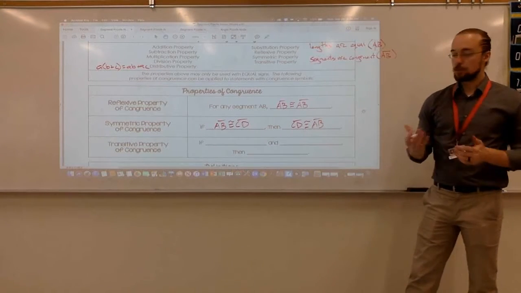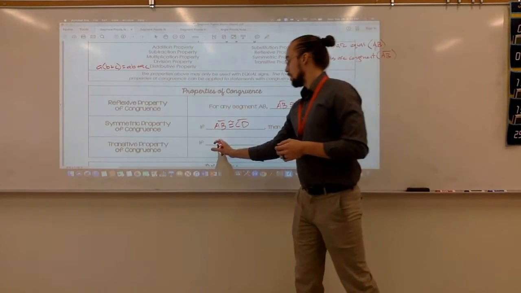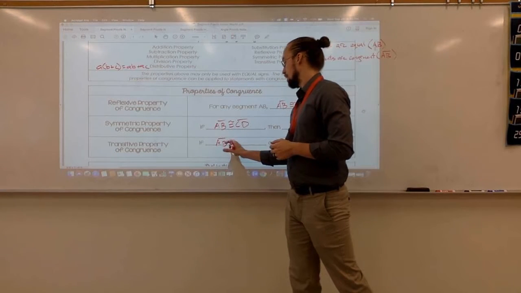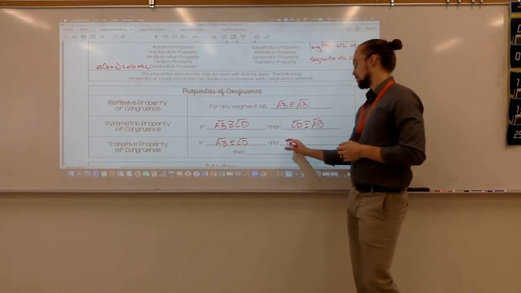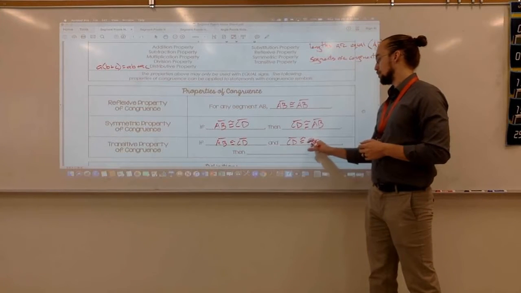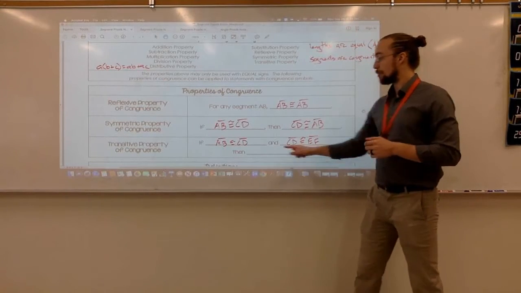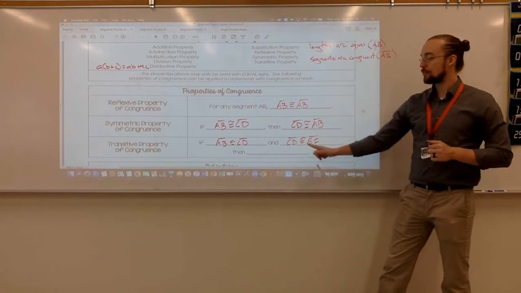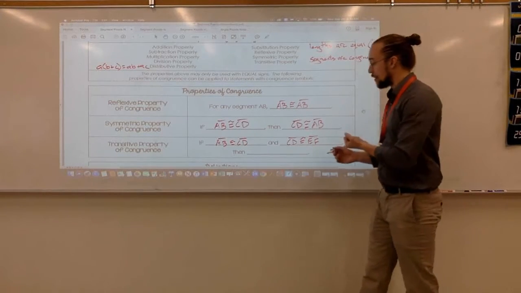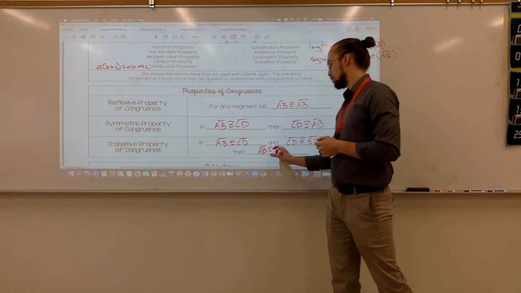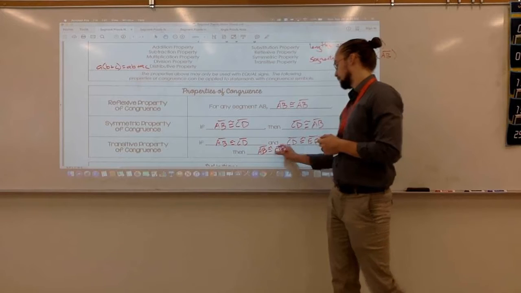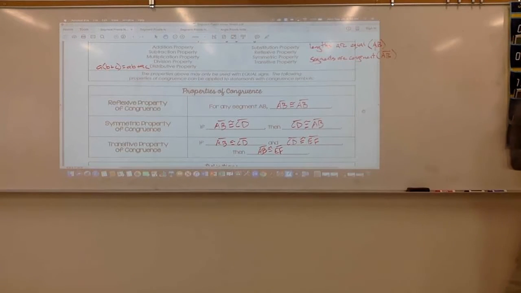The last one up here, the transitive property. If I have AB congruent to CD and CD congruent to EF, so both AB and EF are congruent to CD, then they would be congruent to each other. So we can say AB is congruent to EF.